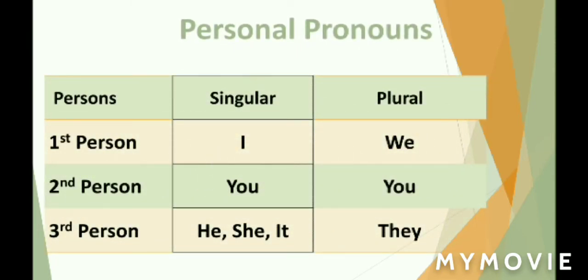Let's understand with the help of this column. First column is for persons, second and third, singular and plural pronouns. See, first person, if I'm using singular, then I. For plural, we. Second person, you is for both singular as well as plural. Third person, he, she, it for singular, they for plural.